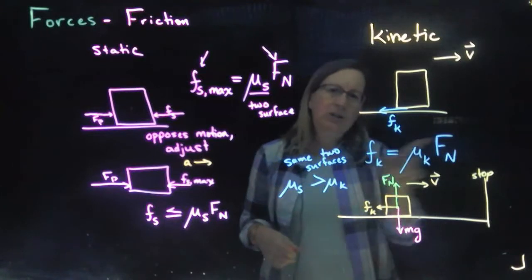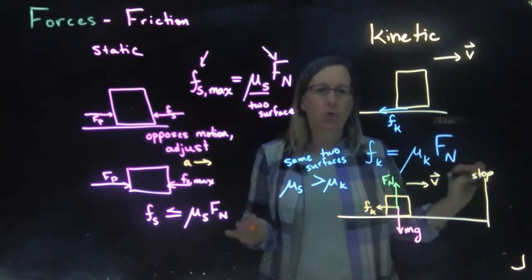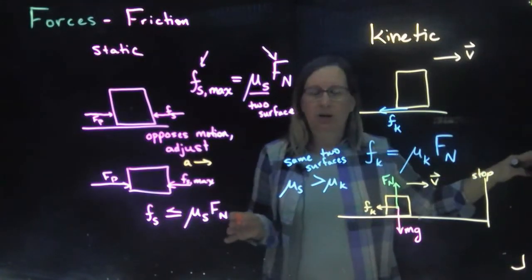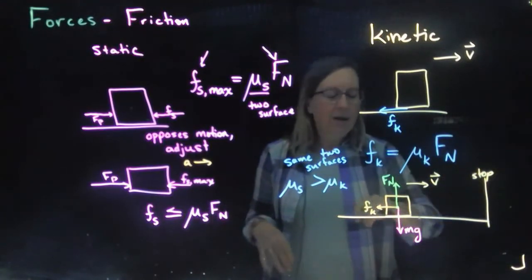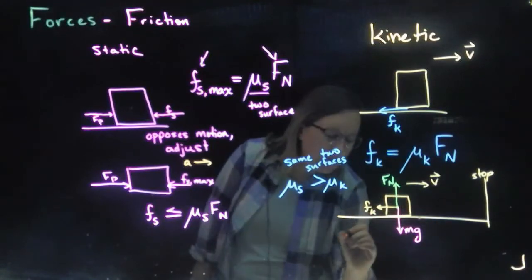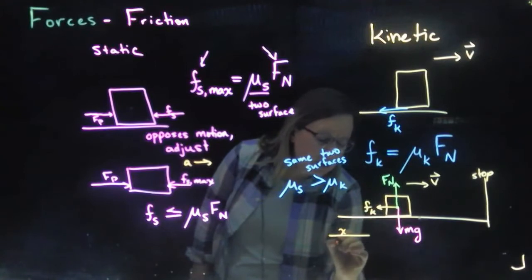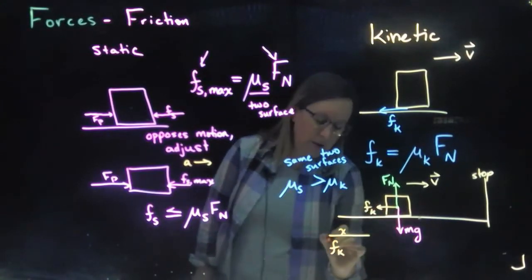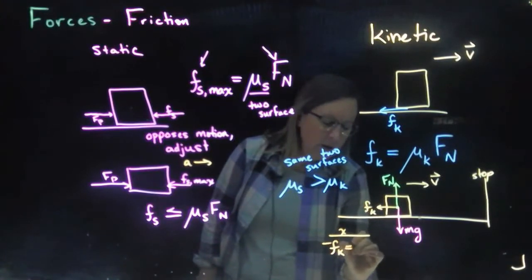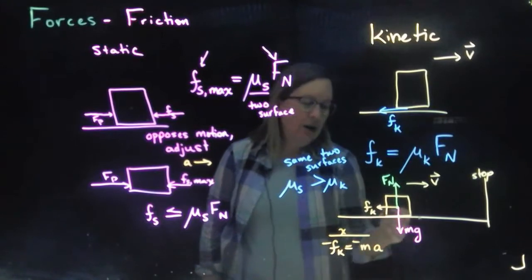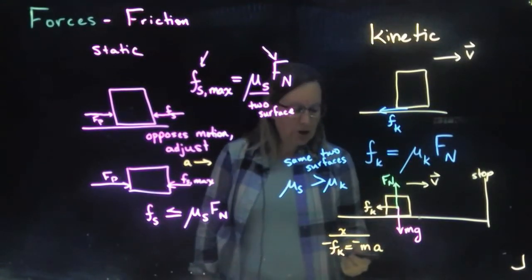And notice, even though it's going to the right, there is no force to the right, because that's the direction it was going. It wants to keep going in that direction unless there's a force acting on it. And there is a force acting on it that slows it down. So if we look at this in the x direction, then we have F_k, which is in the negative direction, equal to ma, also in the negative direction, because a would be in that direction.